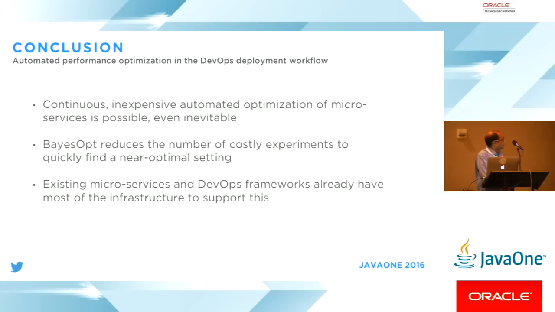And of course, I want to end this talk by saying that continuous, inexpensive, automated optimization of the microservices is possible. And in fact, we believe it's inevitable because no human or team of humans can deal with the scale of this problem. It's huge. And Bayesian optimization, because it can find an optimum through experiments that can be potentially costly, but with very few such experiments, holds great promise in being the tool to leverage when doing this.